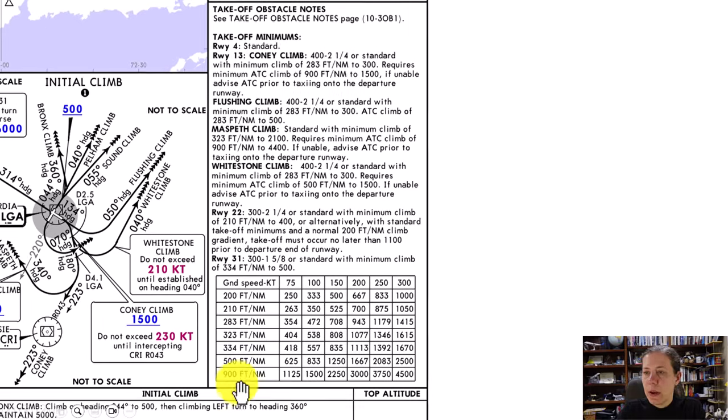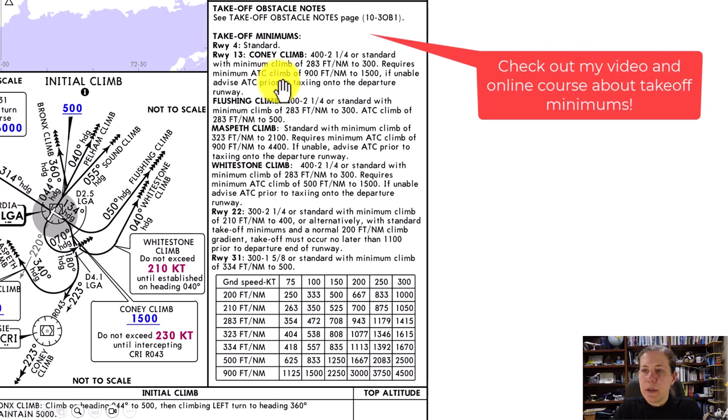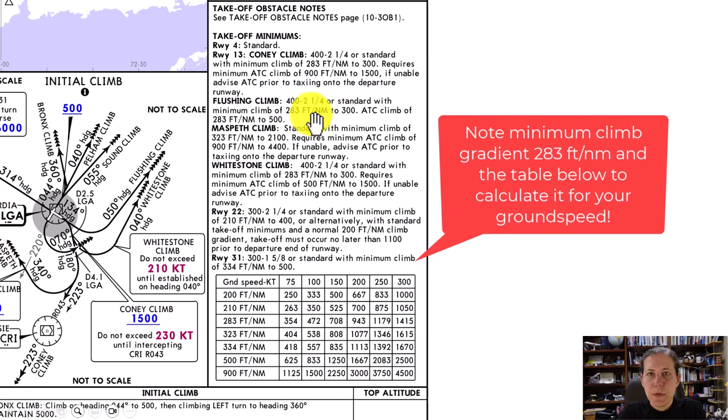I also want to point out over here, I have another video you can check out about takeoff minimums, but for example, these often you will read, so let's just look at the Flushing climb again. It says minimum climb of 283 feet per nautical mile to 300 feet, okay?